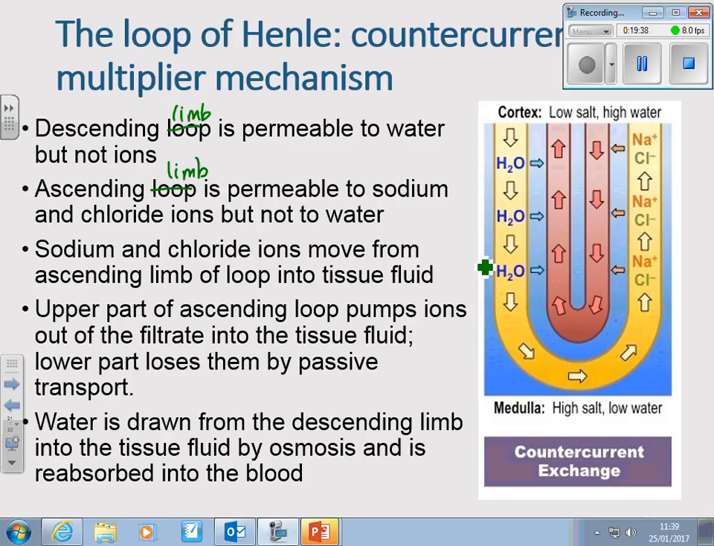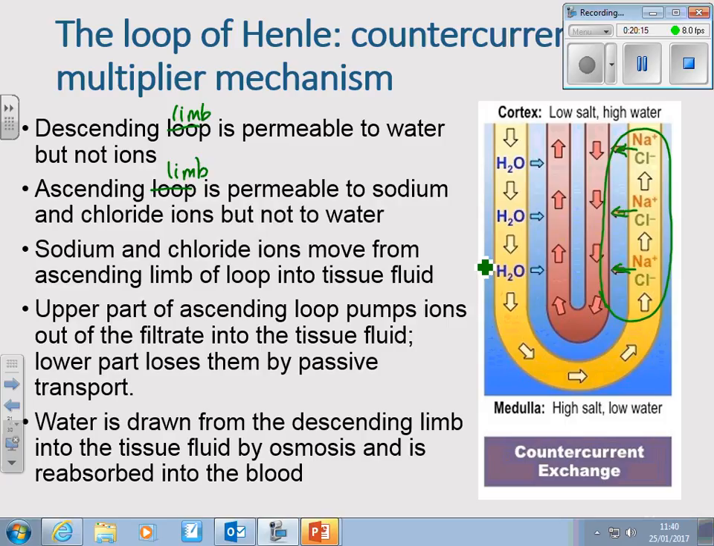So this gives us a way of actually setting up a difference between them. Now, what we get is, first of all, overall, sorry, I rearranged these bullet points for a reason. Overall, sodium and chloride ions are going to move from the ascending limb of the loop into the tissue fluid. And that's what we've got happening over here. All right, so we've got sodium and chloride just leaving that part of the tubule into the fluid, the tissue fluid that surrounds everything.